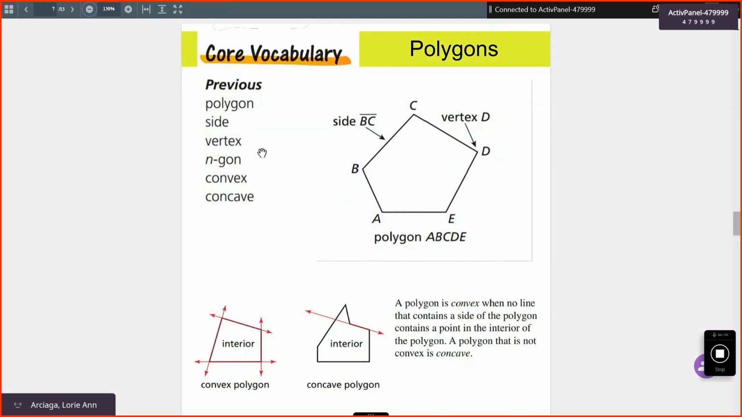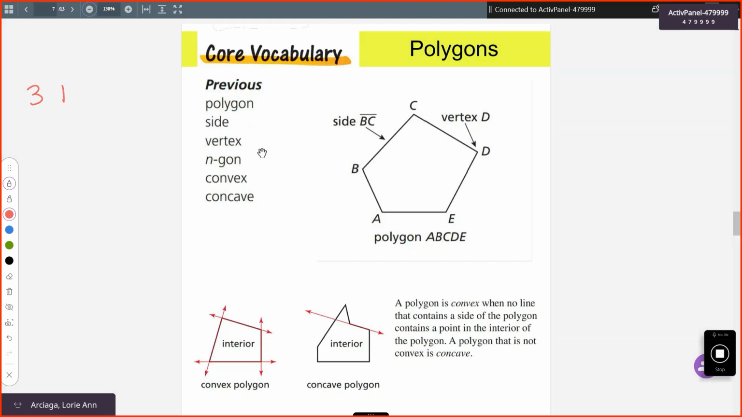So starting with 3 sides, it's a triangle. If it has 4 sides, what do you call it? Square. Quadrilateral. Quadrilateral, that's the umbrella term, right? So any polygon with 4 sides is a quadrilateral. Squares and rectangles are just examples of quadrilaterals, but that's not the general term. 5 sides? Trapezoid. Trapezoid has 4. Pentagon. So I think I should be writing those down, huh? Okay. All right.